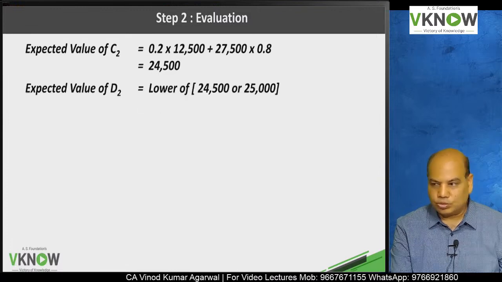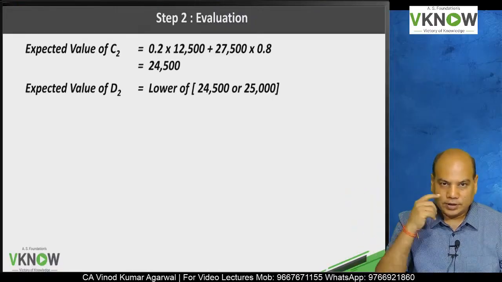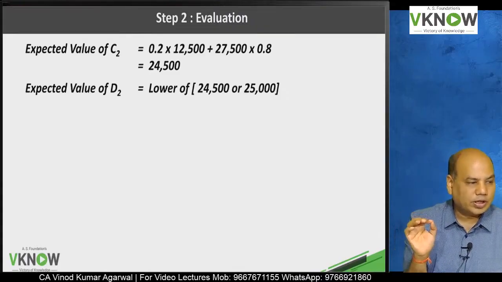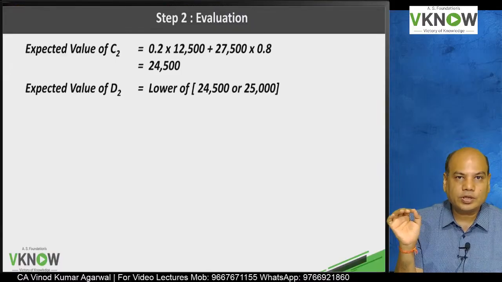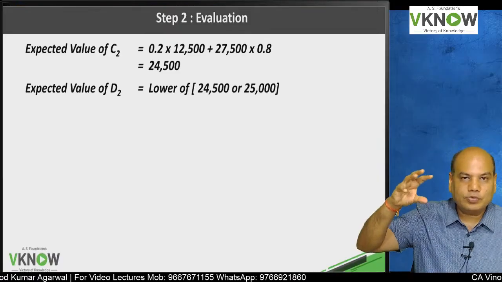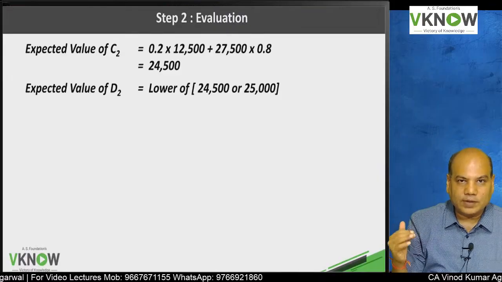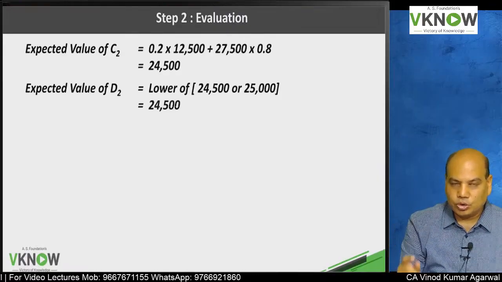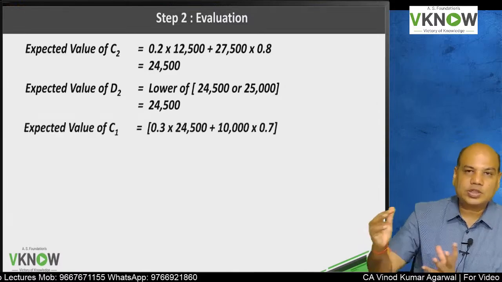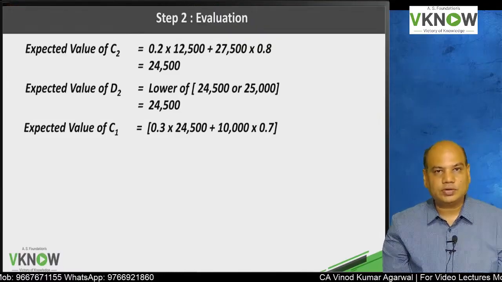Below that we have D2. We are moving from right to left, so the previous box is D2. D2 is a decision node. Objective is cost minimization, lower of the two. So there are two branches. One is giving you a value of 24,500 and the other branch is giving you a value of 25,000. So you will choose lower of the two. Why lower? Cost minimization. D2 is emerging from C1.